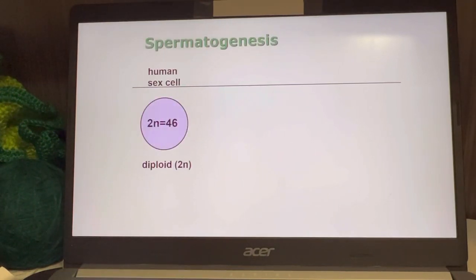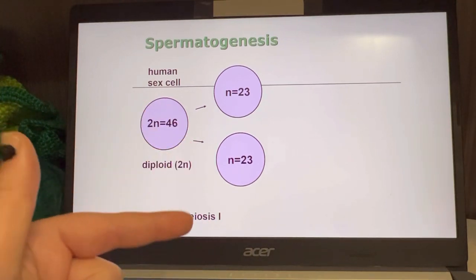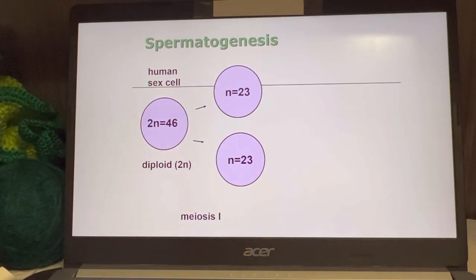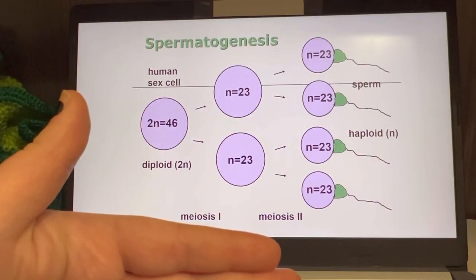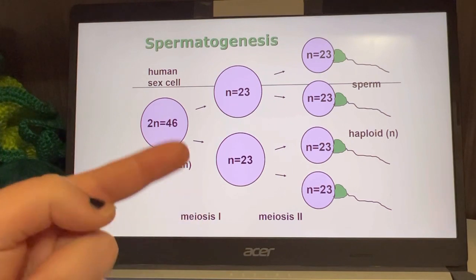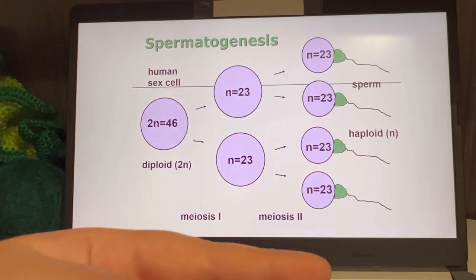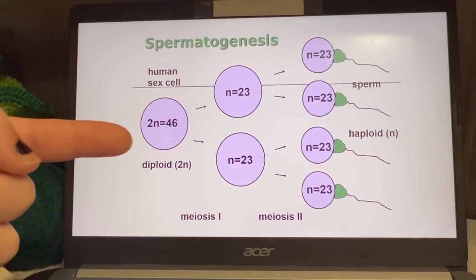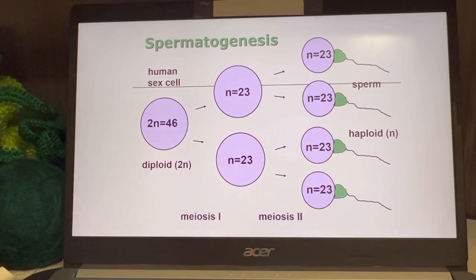Alright, spermatogenesis. A human sex cell, 2N, is 46 chromosomes, so it's a diploid cell. It splits and makes two 2N cells. So we have 23 and 23. They split again, and then we end up with four N, 23 cells. So meiosis 1 makes 2, meiosis 2 makes 2 each, so we end up with 4 haploid cells. So we start off with 1 diploid and end up with 4 haploid.